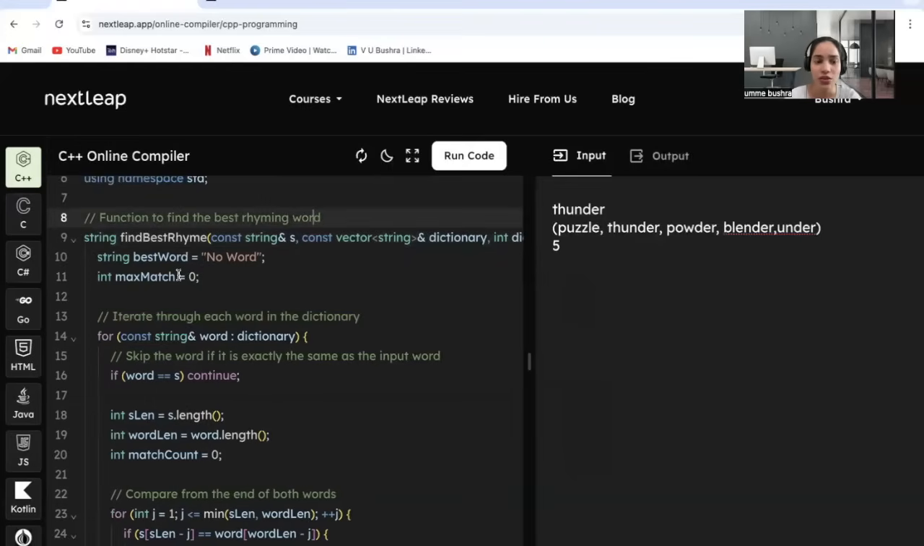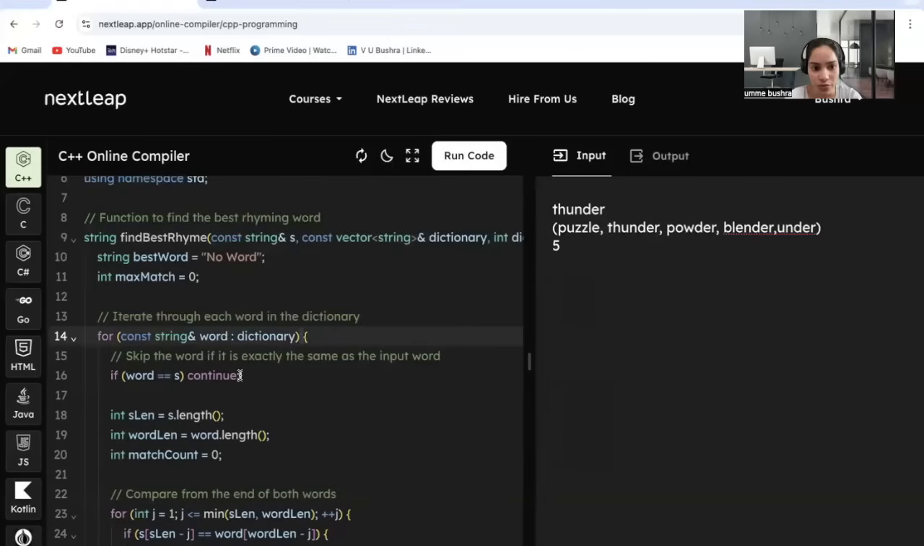Okay. So to find the best word, what we are doing here is initially we are going to assume that we don't have any match. So that's why initially, because we have to return no word if nothing is matching, I'm going to assume that the best match is no word. Then the max match is going to be considered as 0. The reason why I'm declaring it to 0 is because more matches we find, more we can keep adding to this. Okay. So iterate to each word in dictionary here.